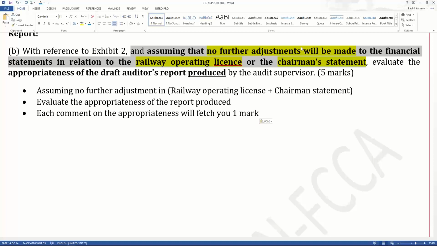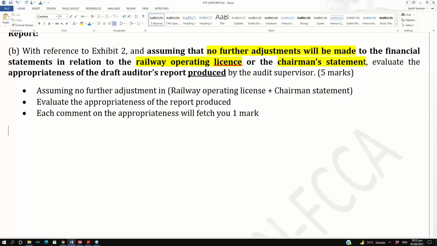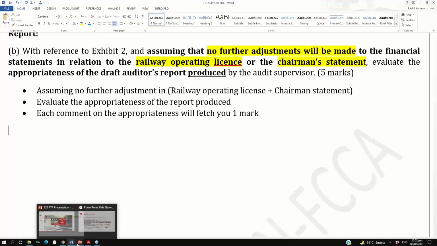Evaluate the appropriateness of the report. Now, I will ask you first what you think, and then we'll see whether the report is right or wrong. Let's see whether you are clever enough to take the right perspective.